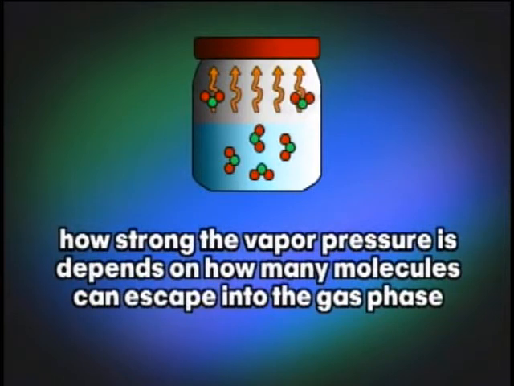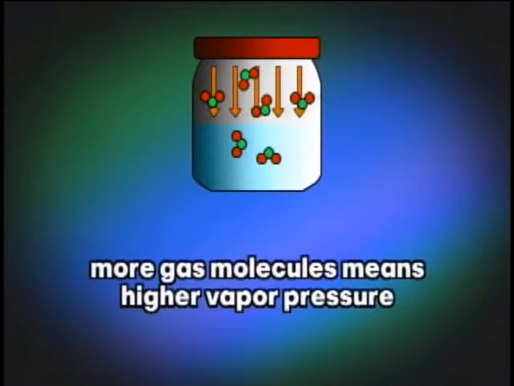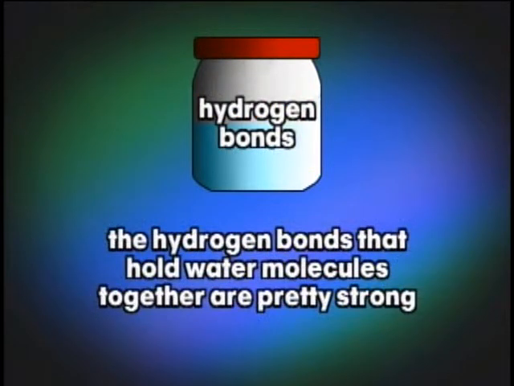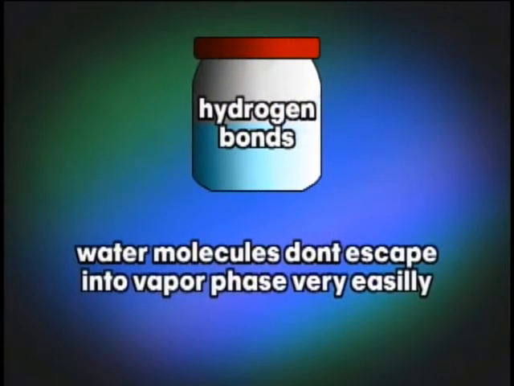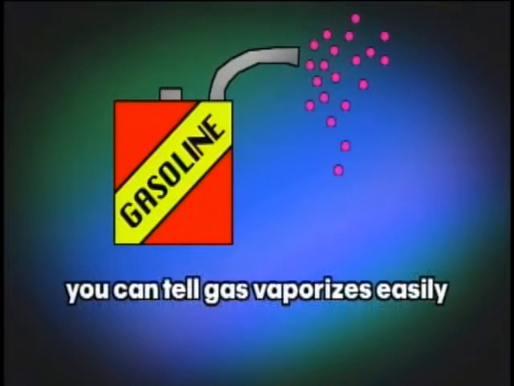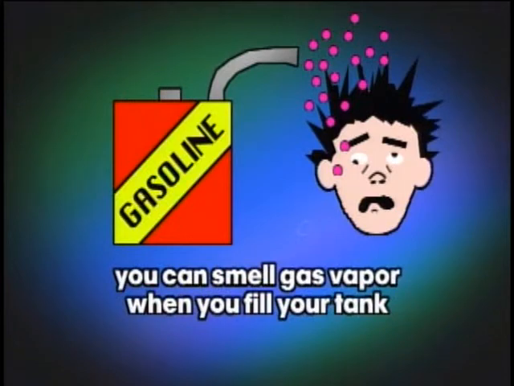How strong the vapor pressure is depends on how many molecules can escape into the gas phase. More gas molecules means higher vapor pressure. And how many molecules can become gas depends on the temperature and the strength of the intermolecular forces that hold them together. For example, the hydrogen bonds that hold water molecules together are pretty strong, so water molecules don't escape into vapor phase very easily. Gasoline, on the other hand, has much weaker forces holding its molecules together. You can tell that gasoline vaporizes easily because you can smell gas vapor when you fill your tank.